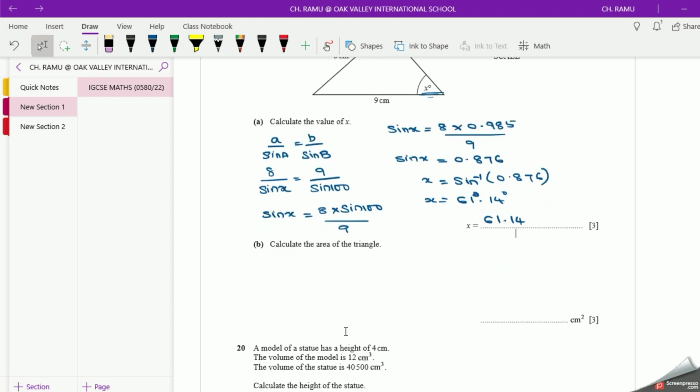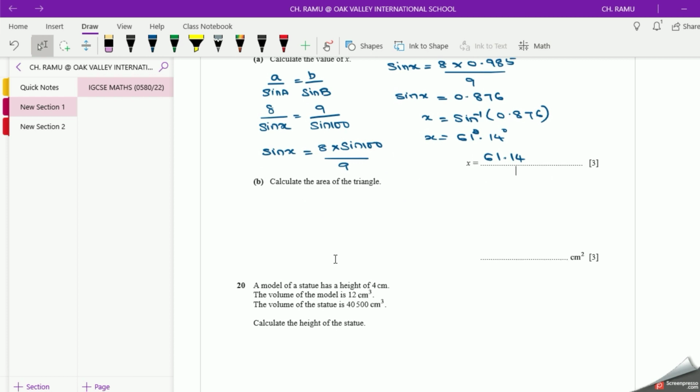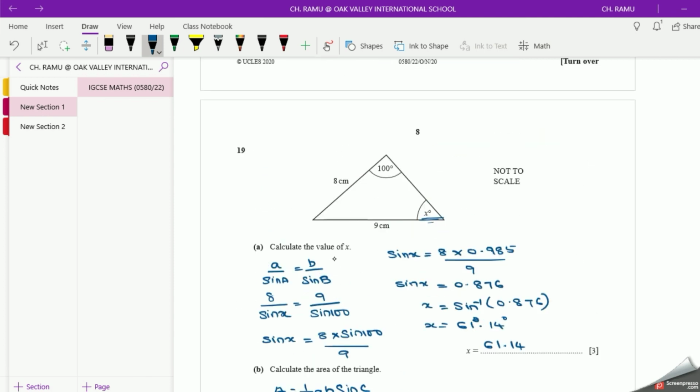Now next, for the same diagram, we need to calculate the area. We know the formula of area is equal to half AB sin C. So half into, we know the value of A is 8, B is 9, and for sin C we need the sum of the three angles of a triangle. In the diagram here we got the value of x. We need to find out the value of this one to find out the area.